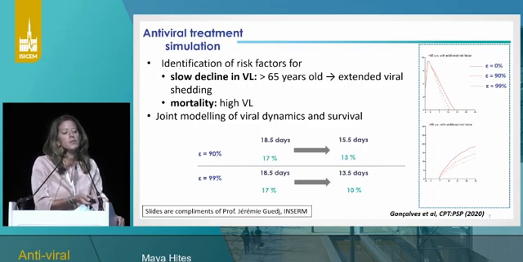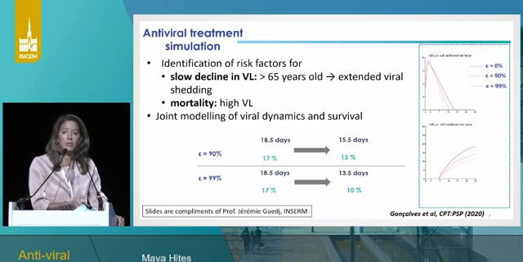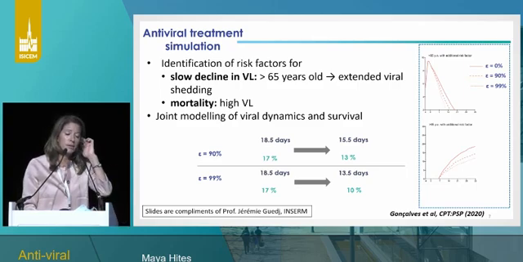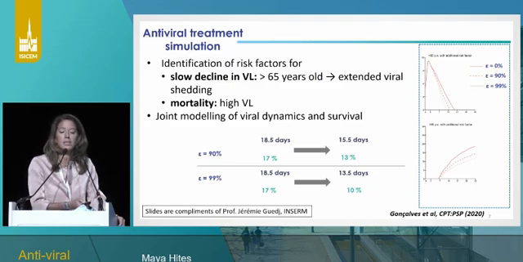And then if you put the two models together, viral dynamics and survival, what they found was that if we had an antiviral treatment with an efficacy constant of greater than 90%, duration of illness could be brought down from about 19 days to 15.5 days, and this could have an effect on mortality by decreasing it from 17% to 13%. And if we had an even more efficacious antiviral treatment with an efficacy constant of 99%, we could decrease mortality from 17% to 10%.